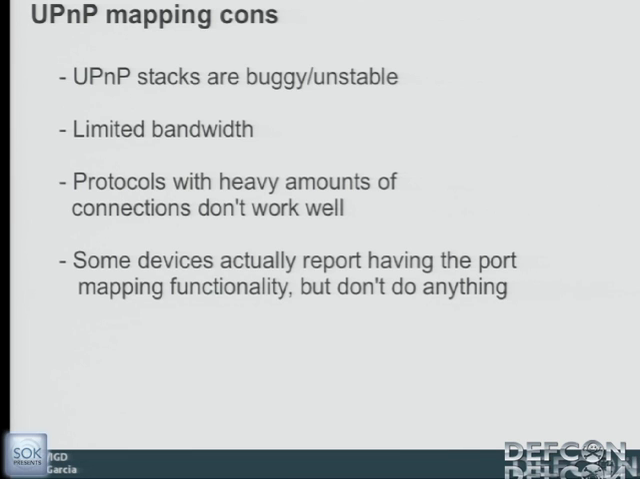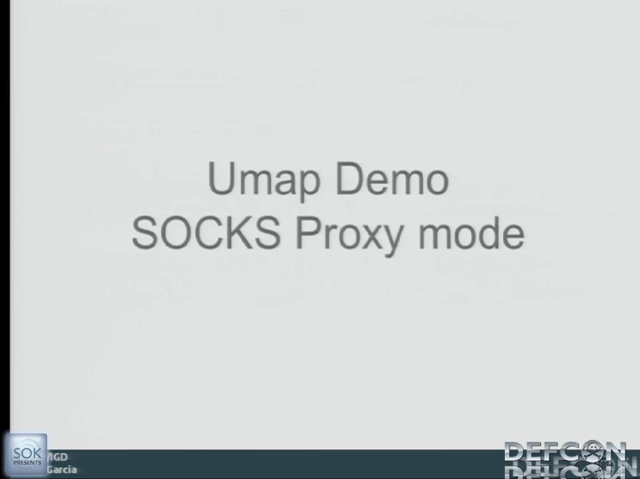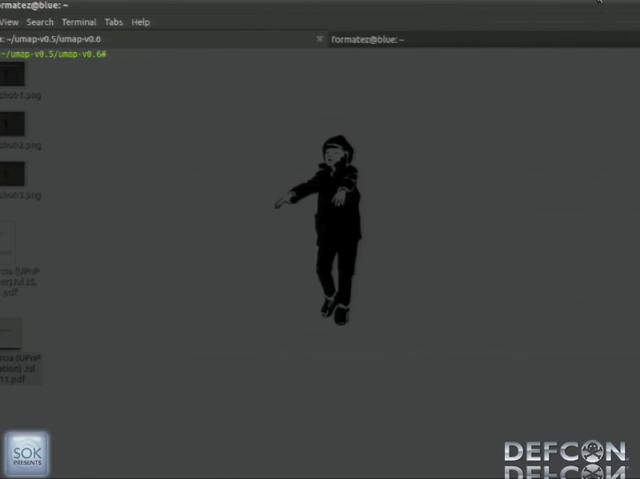And the other thing is that some devices, even though they report that they open the port, they don't. They say everything's okay, 200 OK, and everything in the reply. But when you go and try to connect to the port, you have nothing. So that's obviously not very good. So let's do a little demo on UPnP map, and let's go for the proxy mode. Let's see if I can get this to work.